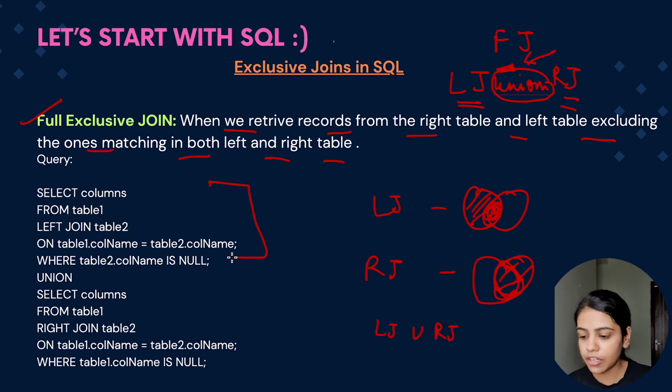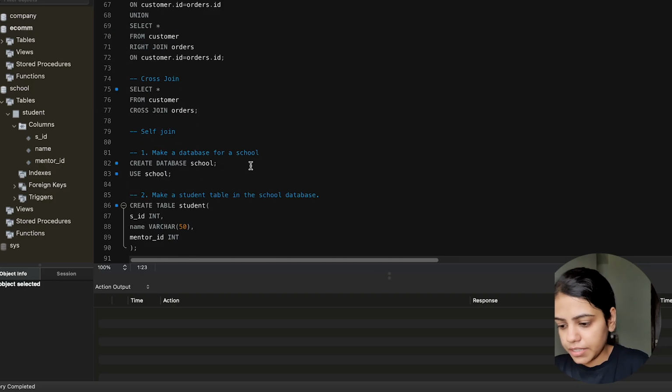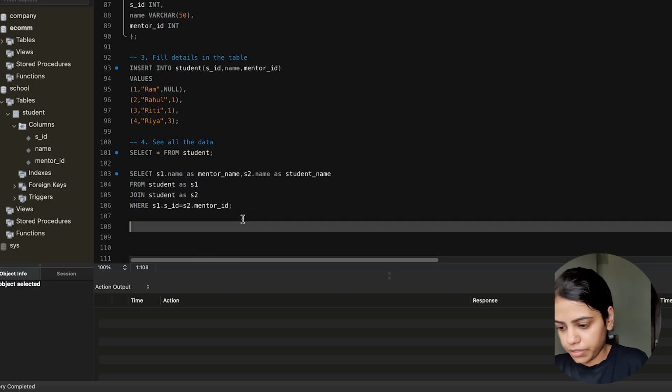So first we'll provide the query for the left exclusive join, then we'll provide a union, and then we'll provide the query for the right exclusive join. In this way, we can get the full exclusive join. So let's see from MySQL Workbench how this is happening. We'll just work on the exclusive joins. So let me just write it.